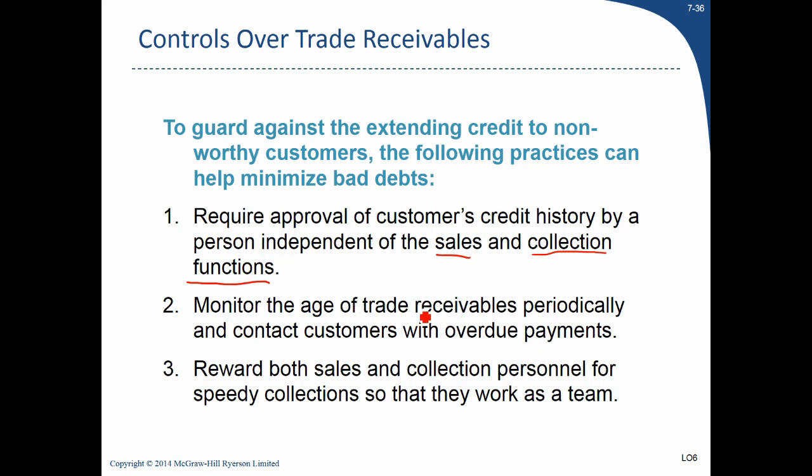Monitor the age of trade receivables periodically and contact customers with overdue payments. Again, it's not neuroscience. Every 2 weeks you look at the list and say, here's a customer who's 60 days over. Let's call them, let's send them a letter, let's see what's happening, why they aren't paying us, right? And there's incentives. You can reward sales and collection personnel for speedy collections. So these are just some examples, by no means an exhaustive or comprehensive list.